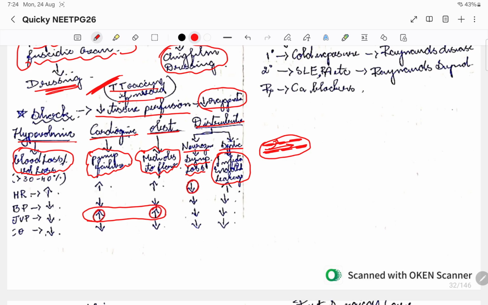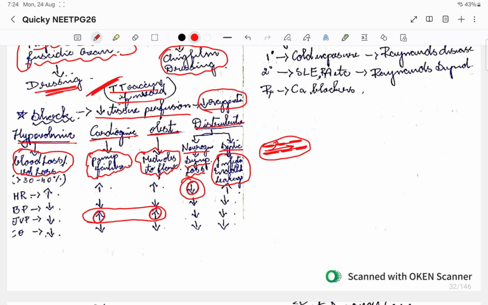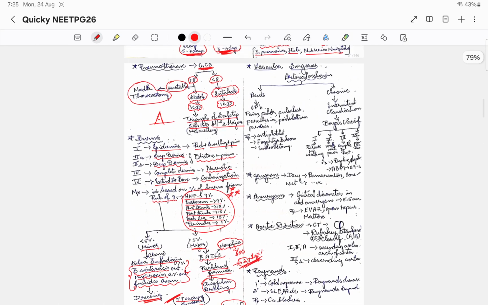And in all the other shocks, the heart rate is going to be increased, whereas in neurogenic shock, because the sympathetic system is lost, there is a low heart rate. Okay, so remember, low heart rate with respect to neurogenic distributive shock. Okay, so this is all with regards to shock.